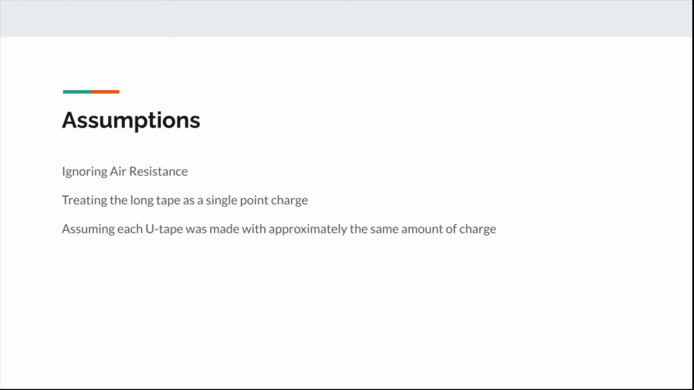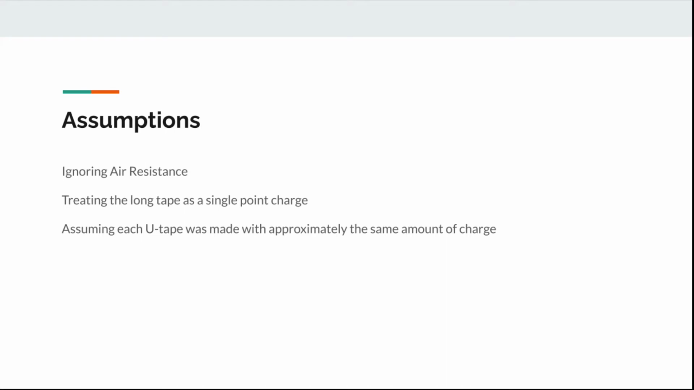For this lab to work, we are going to have to assume some things. First things first, we are going to be ignoring air resistance. Using our second law equation on the floating tape, we are not going to sum in air resistance, as it is a hassle to quantify. We're just going to use the force that tapes exert on each other and the gravitational force.